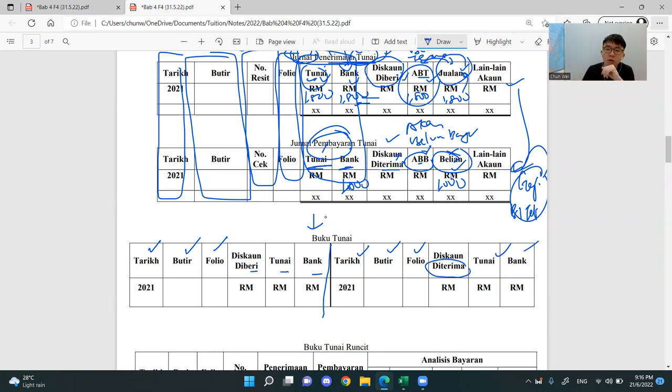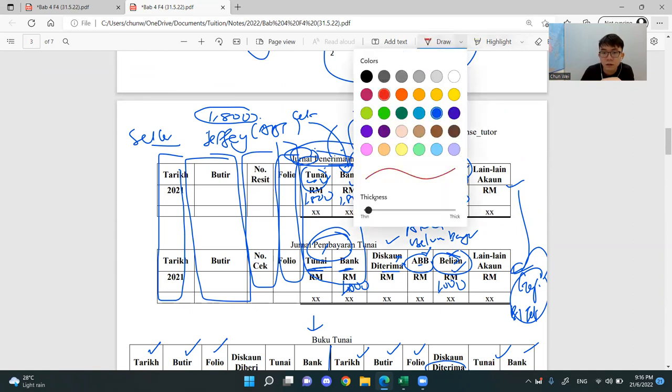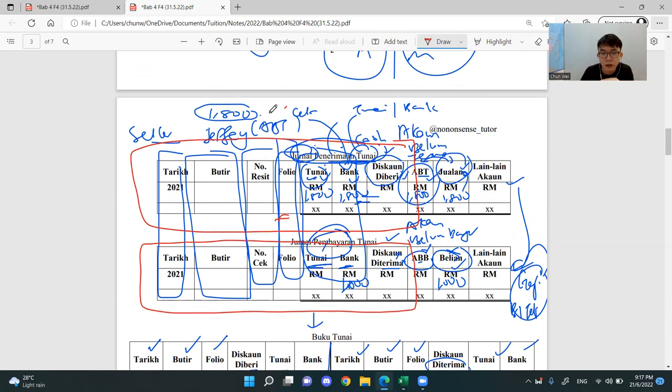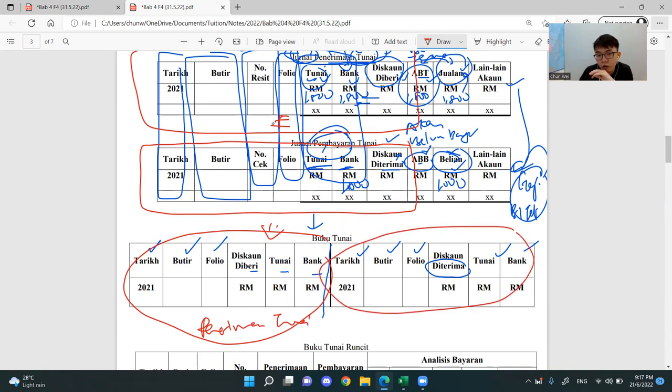So if you paid well enough attention just now, it's actually this thing. It's your penerimaan tunai, this part, plus your pembayaran tunai, this part. And they form a buku tunai. Is it not? So here is your penerimaan tunai, while here is your pembayaran tunai. Do you understand? If yes, give me a BT for buku tunai.